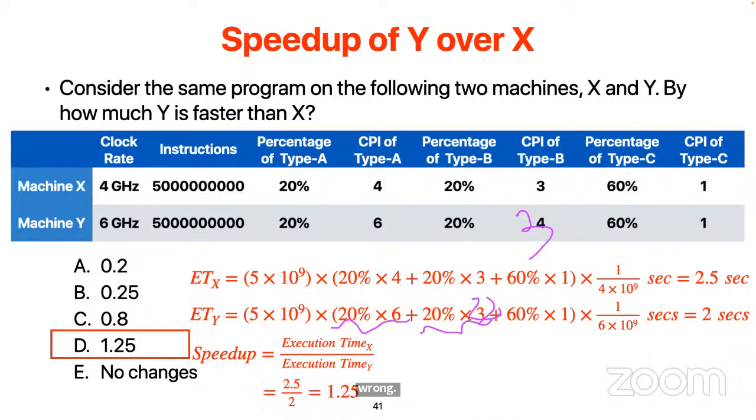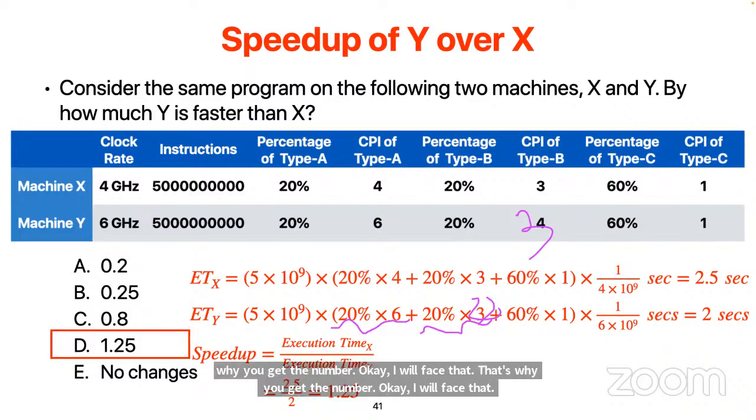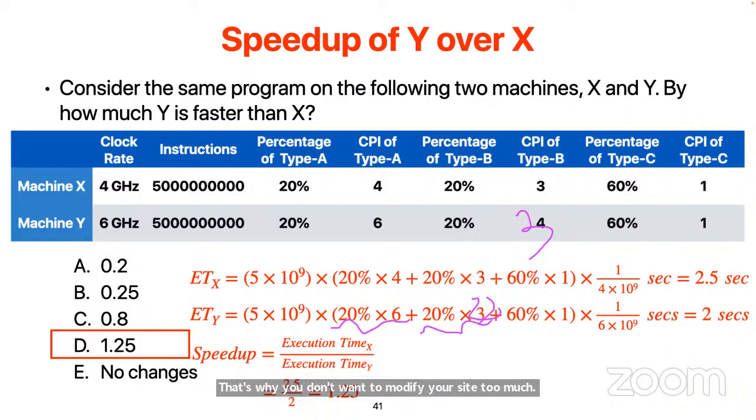But in reality, that's how you get the number. Okay, I will fix that. See, that's why you don't want to modify your slide too much every time. But my habit is that I like to update it, because recently when I get processors, I started to get processors running at 4.0 gigahertz, so that's why I think I should update. But anyway, at least I think everyone got how to calculate this.